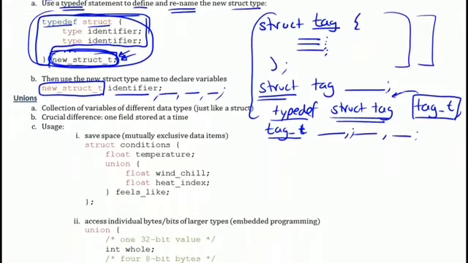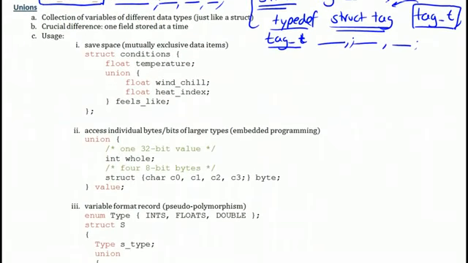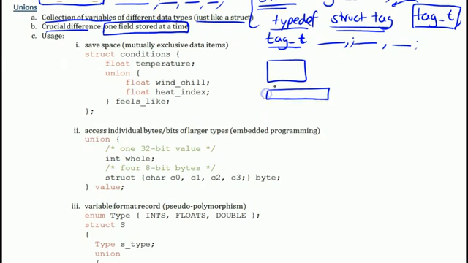Now let's look at unions. Now, unions are very similar to structs. So they're also a collection of variables of different data types, just like a struct. The crucial difference between structs and unions is that unions only store one field at a time, or only one of their variables is stored at a time. So all of their variables are stored at the same memory offset. So they all occupy the same region in memory.